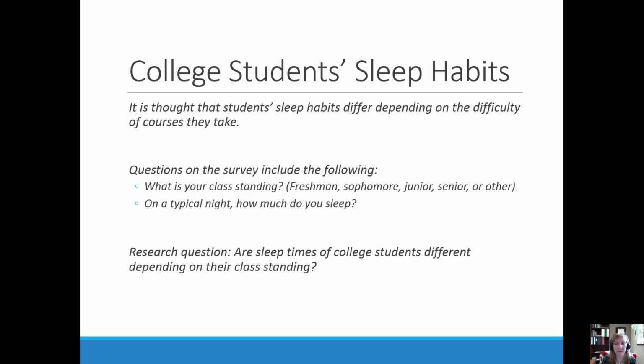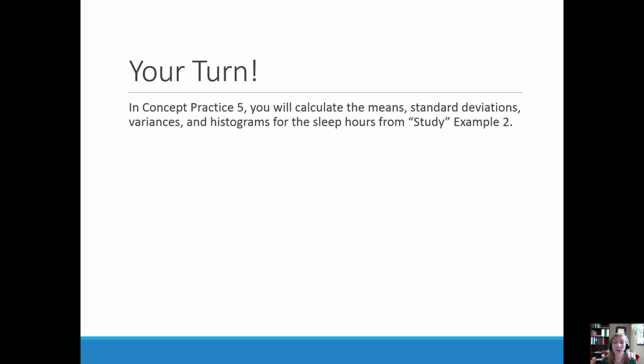Let's review the information for study example 2. We will be comparing the sleep habits of college students based on class standing, so the groups will be divided based on class standing. The idea behind this is that typically those with a higher class standing are taking more difficult classes, so we can use this as a proxy for difficulty of course load. In Concept Practice 5, you will calculate the means, standard deviations, variances, and histograms for the two groups.